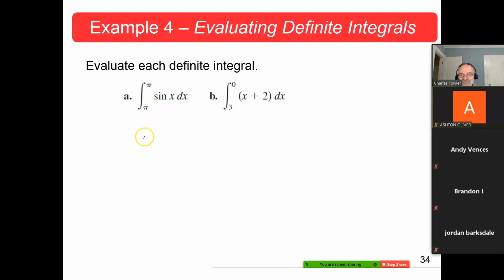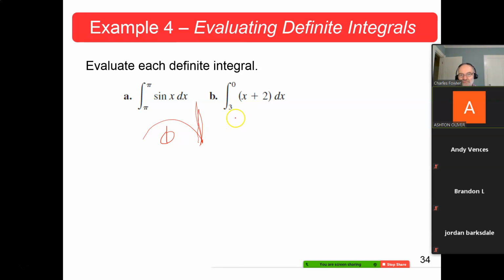The sine function looks like this, but pi is right here, and you're going from pi to pi. How much area did you cover? 0. So this is a 0. Okay, how about this one?